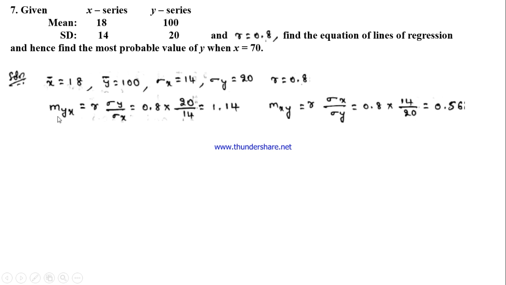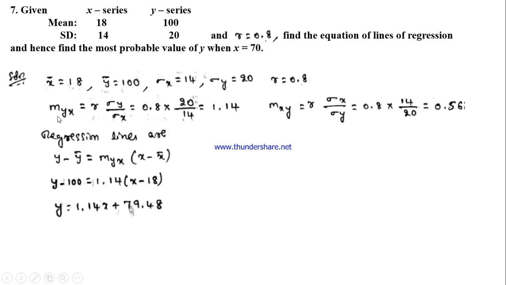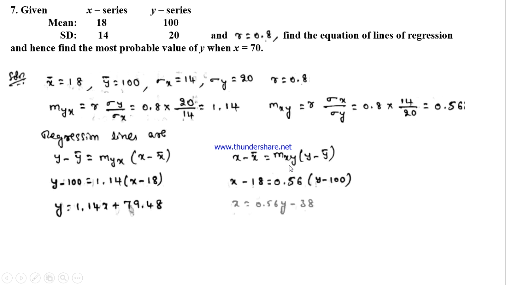Now let me substitute myx in my first equation. Y minus y bar is equal to myx into x minus x bar. We get y is equal to 1.14x plus 79.48. And by substituting mxy in this equation, we get x is equal to 0.56y minus 38. This equation is the regression line of y on x. This one is the regression line of x on y. This one is used to estimate the value of y and this one is used to estimate the value of x.